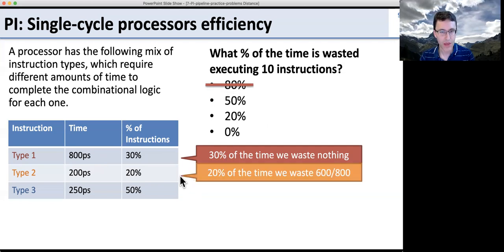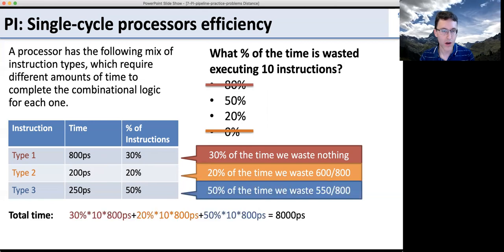Similarly, if we look at this here, we know 20% of the time we're wasting 600 out of 800 picoseconds. So this is more than zero. So we know we're not wasting 0% of the time. Now the question is, which of these is it? Are we wasting 50% of our time or 20% of our time? And so to compute that, we can go and figure this out.